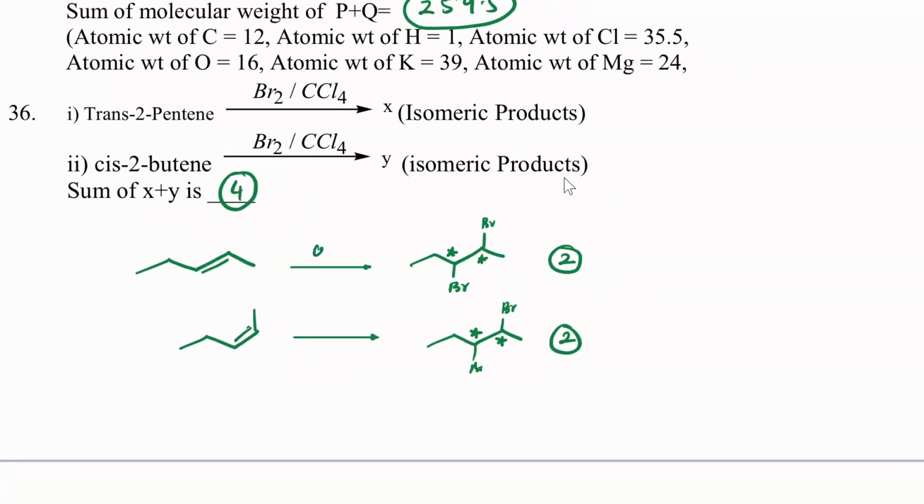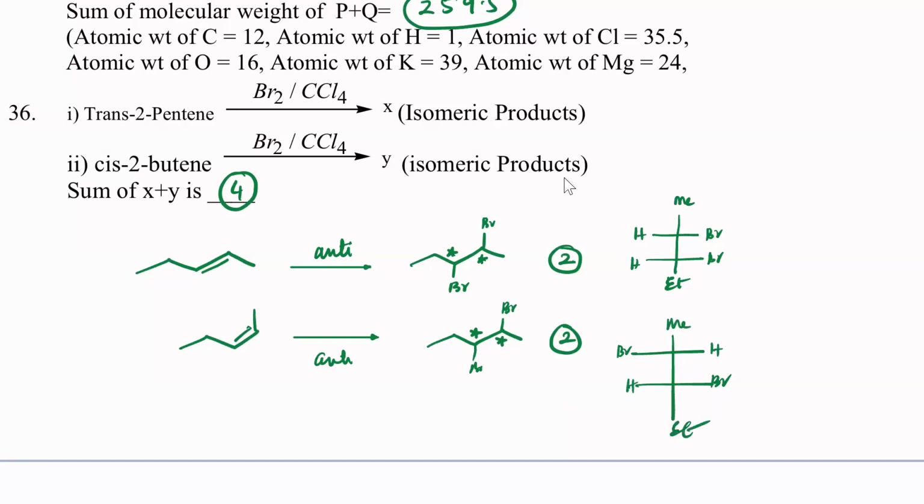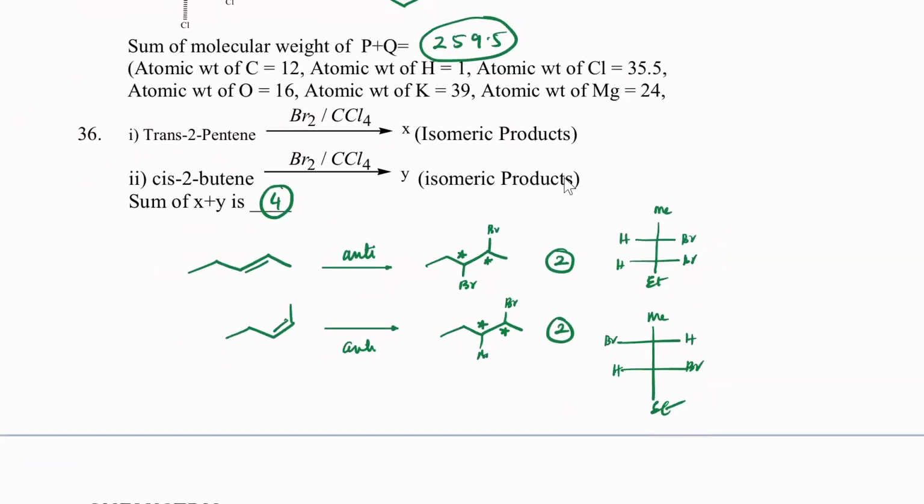In Fischer form, if I have to write it, everybody, this trans making an anti addition is erythro. So Br and Br, methyl here, ethyl here, and hydrogen. In the second case, we are using cis with an anti addition here, so that means it is threo form. So Br and Br will be opposite, and methyl and ethyl will be placed here. So this is the product formation.